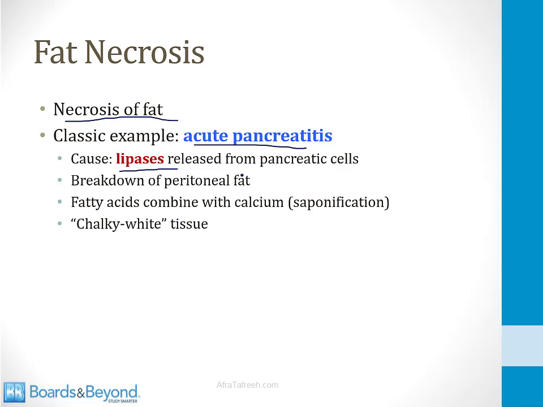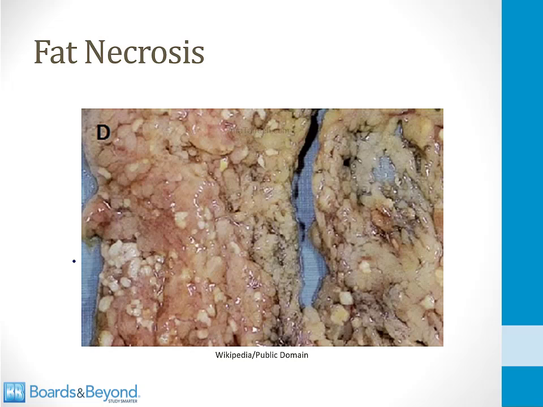One thing they do is break down peritoneal fat, and that peritoneal fat releases fatty acids which combine with calcium. This is a process called saponification. And this leads to formation of a chalky white tissue, which is classic in acute pancreatitis and fat necrosis. This is a gross specimen from someone who died with acute pancreatitis, and you can see these white clumps here.